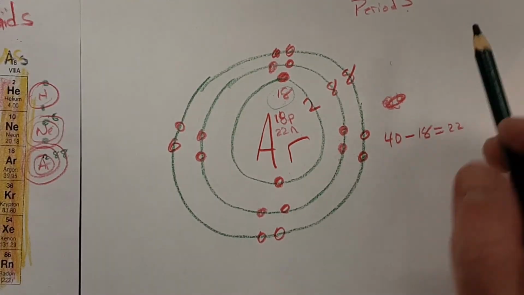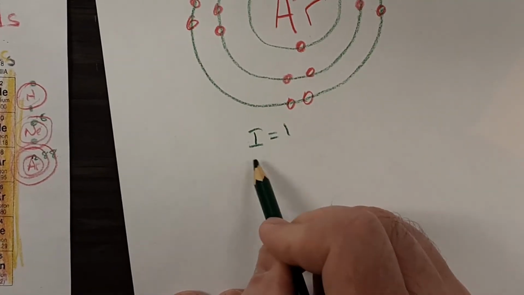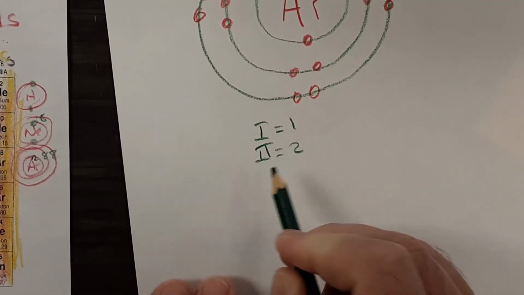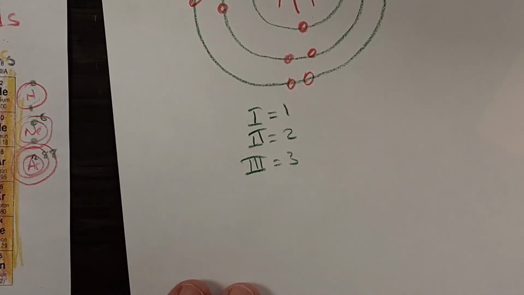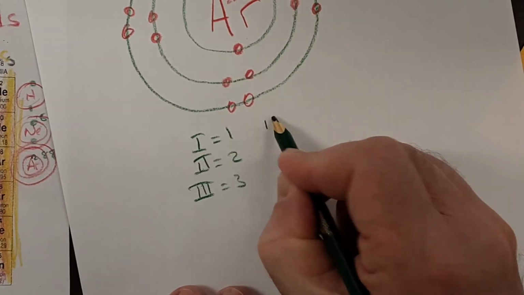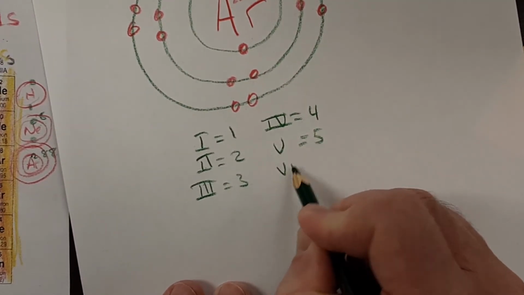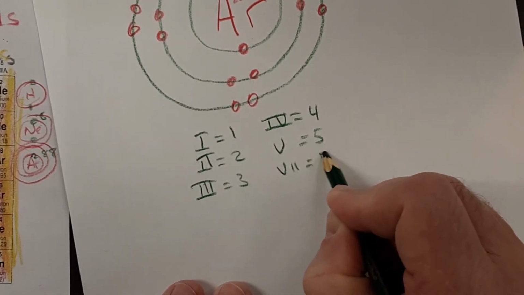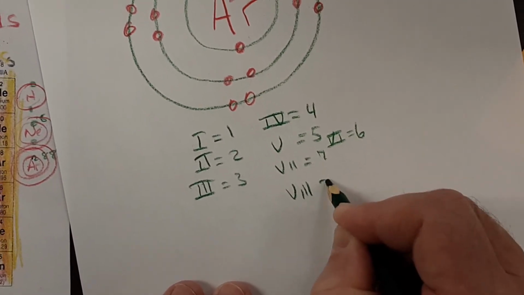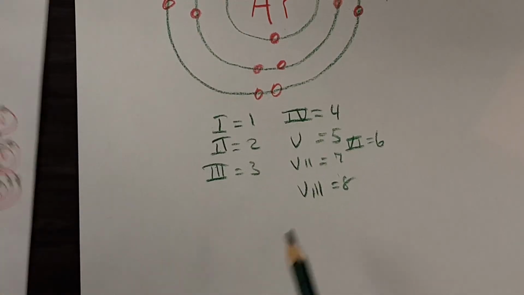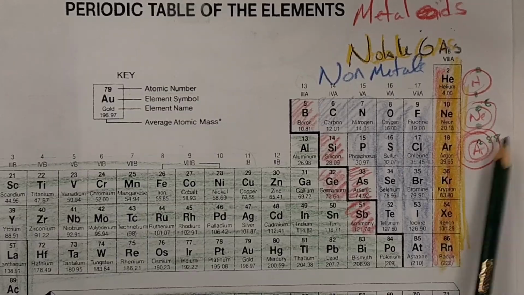We're about to learn about Roman numerals, and I want you to write this down. I equals 1. II equals 2. III equals 3. Oh wait, we've done this already when we learned how to read the clocks. IV equals 4. V equals 5. VI equals 6. VII equals 7. And VIII equals 8. This is going to be handy, and these numbers are going to show up on top of our groups. All right, let's try it on the board.